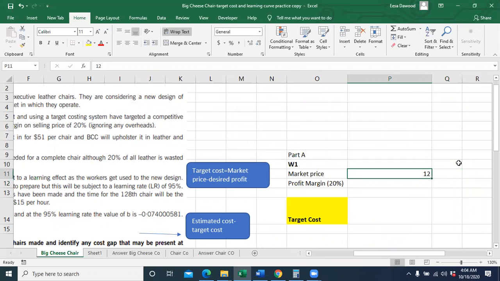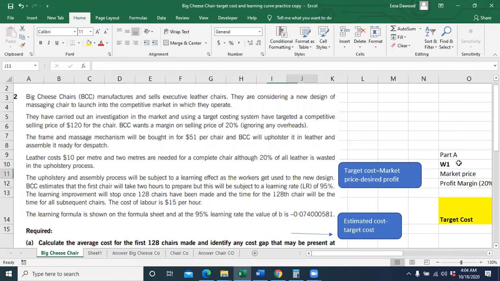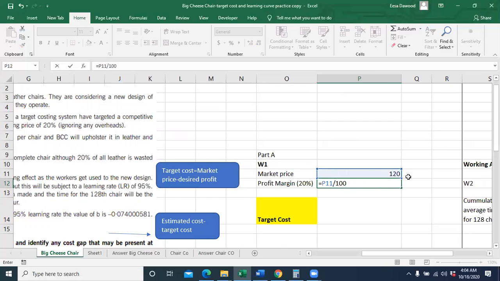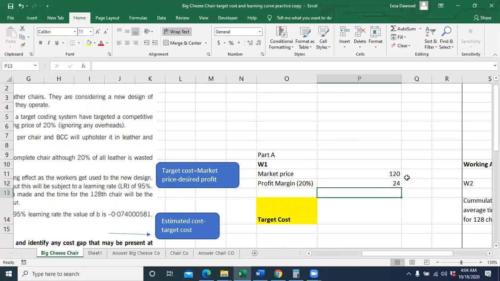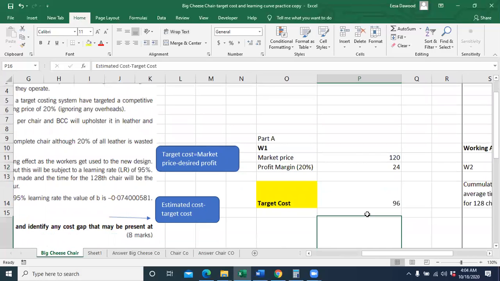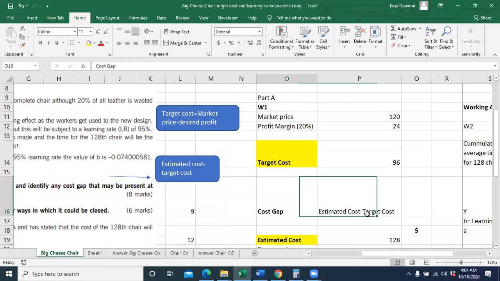Now profit is on the market price of 120. Now profit margin. Okay, margin, selling price is 100%. Profit is percentage of selling price. So 120 divided by 100 into 20, I'm going to get my profit of 24, right? And what is your target cost then? Market price minus profit margin, I'm going to get my target cost of 96. Okay, this is working one.